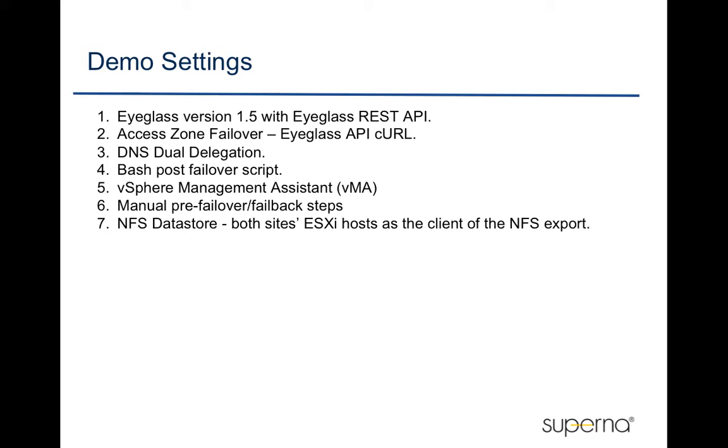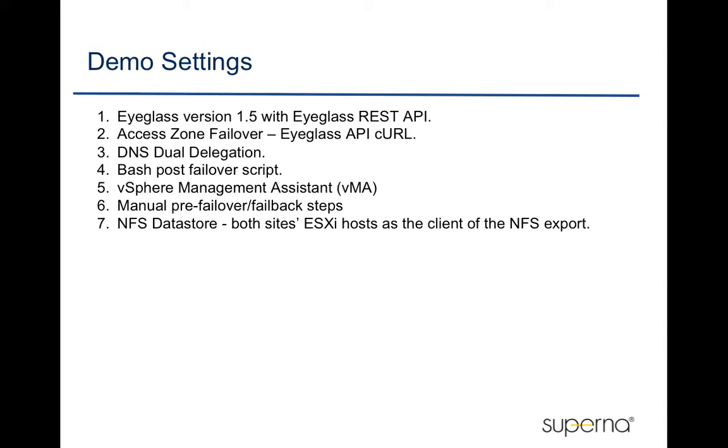There are some pre-failover or failback steps that need to be done manually prior to initiating the access zone failover or failback. These steps include shutting down VMs, removing VMs from inventory, and unmounting the NFS data store. Please refer to the Eyeglass online documentation for details. For the NFS data store, we need to add both ESXi primary and secondary host IP addresses as clients of this NFS export.